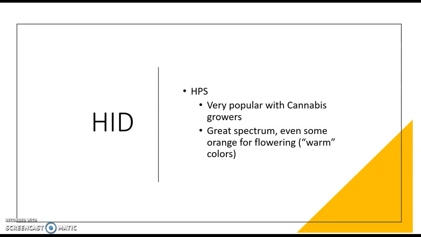And the other high intensity discharge light is high pressure sodium, very popular with cannabis growers, has a great spectrum, even some orange for flowering. These are the warm colors.